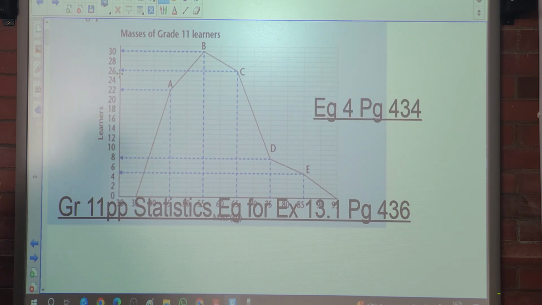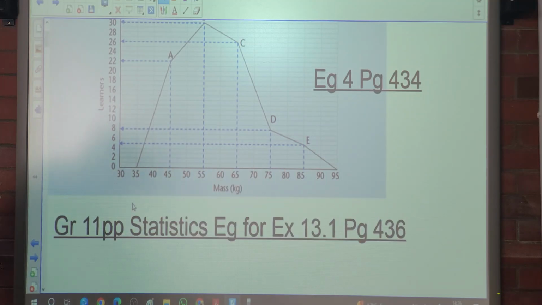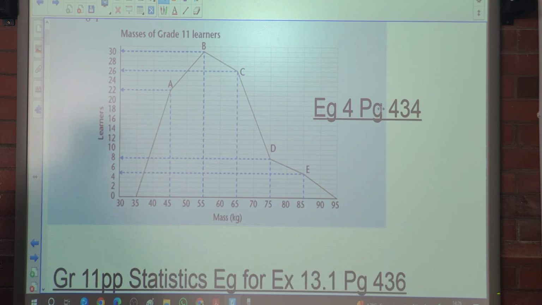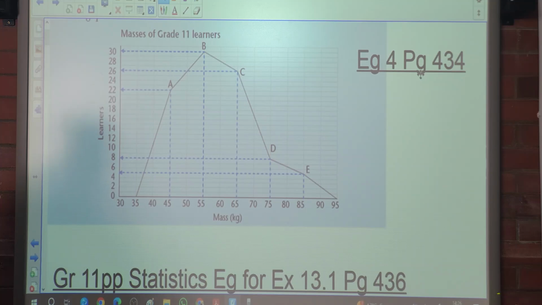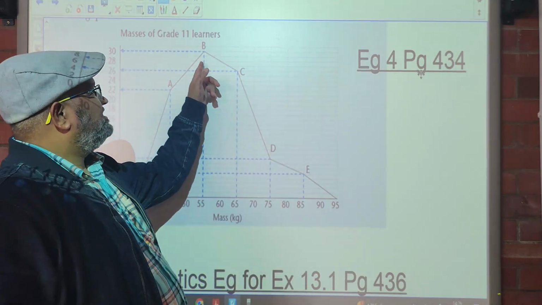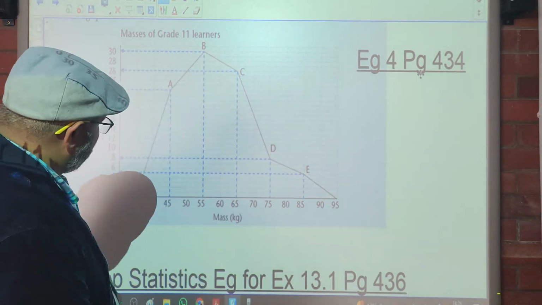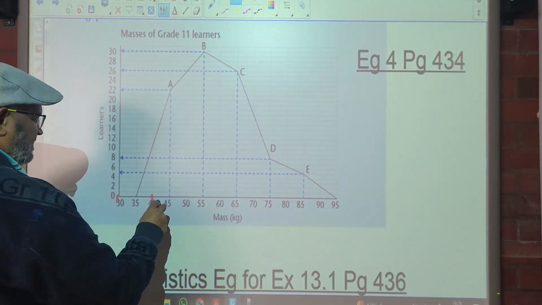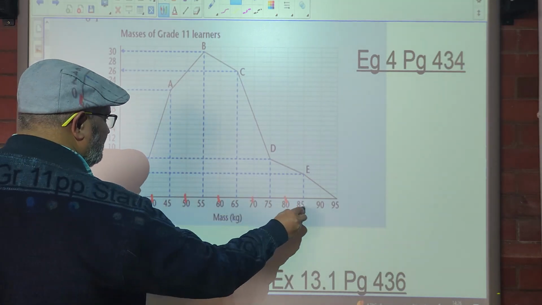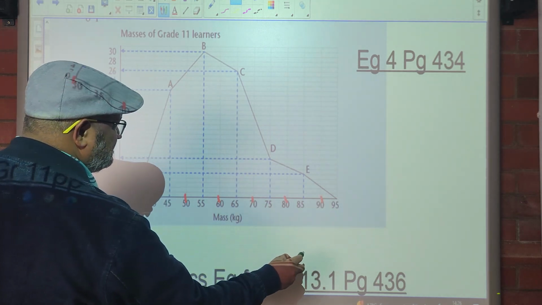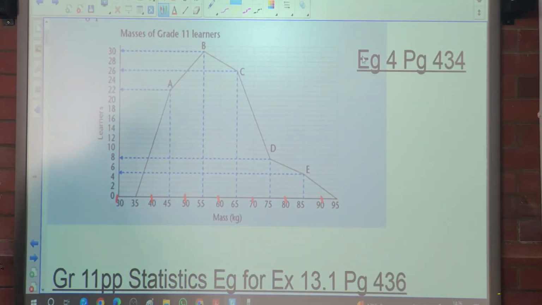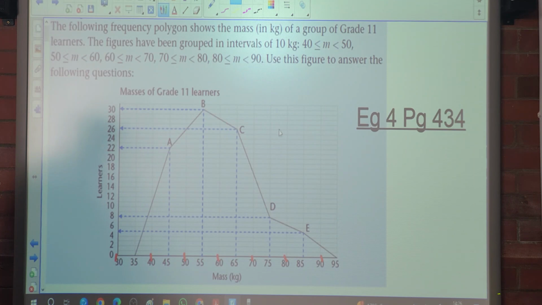So there's the name of the graph: masses of grade 11 learners. Remember, for the frequency polygon, how do I actually construct it? I take the midpoints of the classes and then join them. So if I look at this, it looks like the class intervals are 30 to 40, 40 to 50, and so on. We would have gotten it from here as well. Can you see that, 40 to 50 and so on?